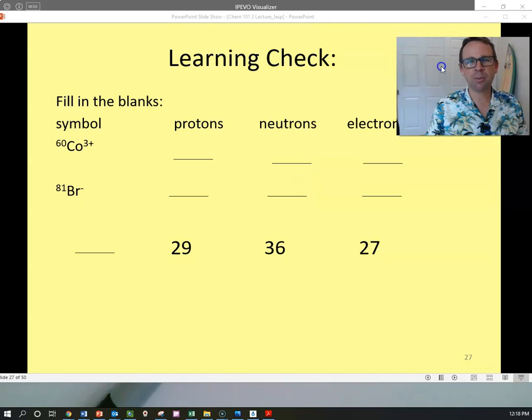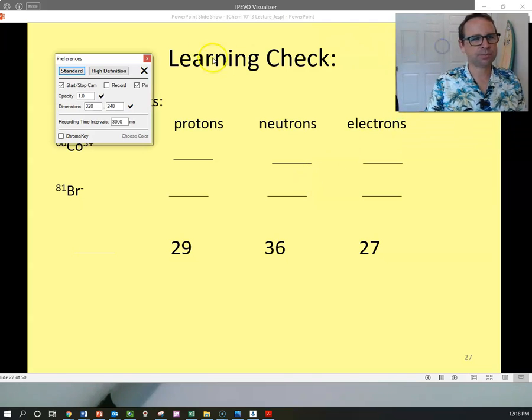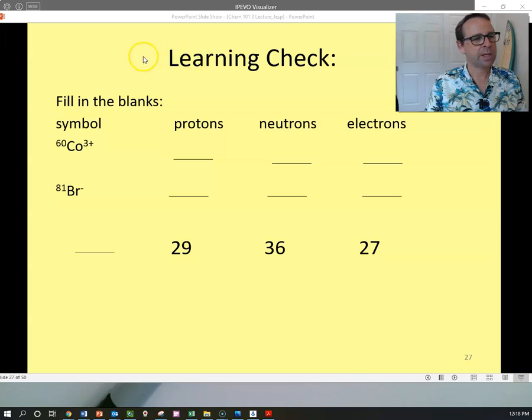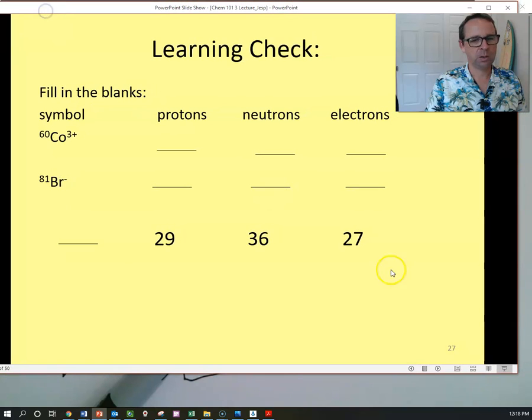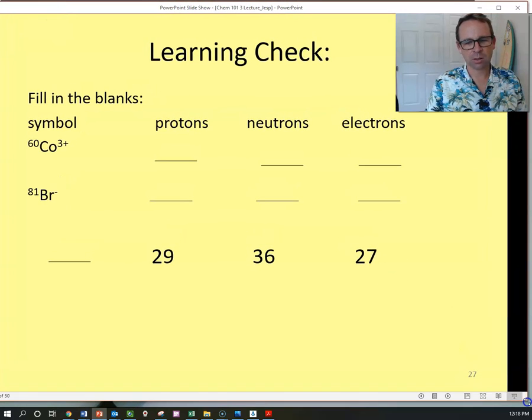All right, remember this game? We played this game not too long ago. Can you see it okay? Yeah. All right, so let's give it a shot. This is now cobalt 60, but it has a +3 charge. Do you know how many protons, using your periodic table? Can you tell me how many protons are in cobalt 60?